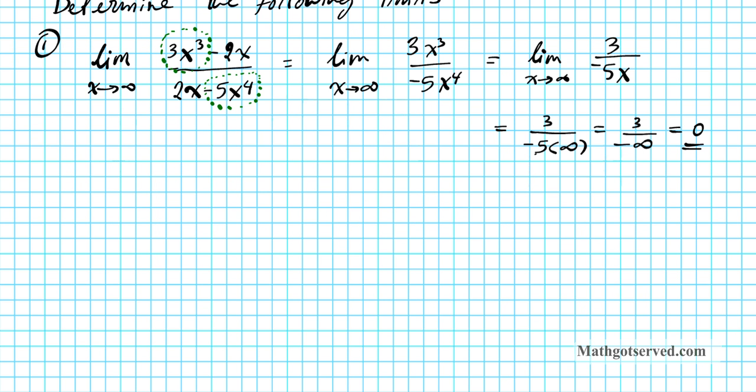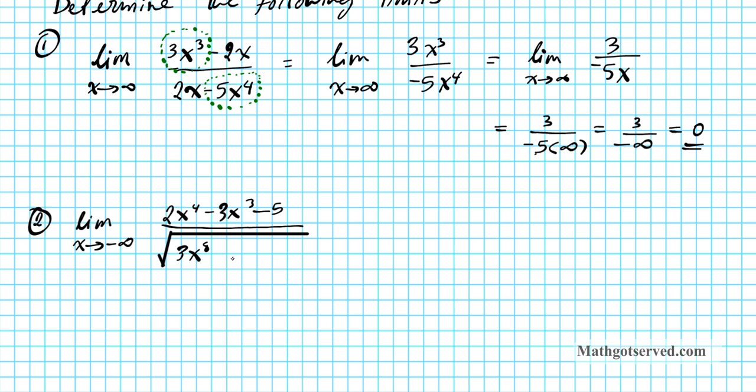Alright, let's take a look at another example. Question 2. The limit as x approaches negative infinity of 2x to the fourth minus 3x to the third minus 5, divided by the square root of 3x to the 8th plus 5x minus 2. Okay, so what's this?